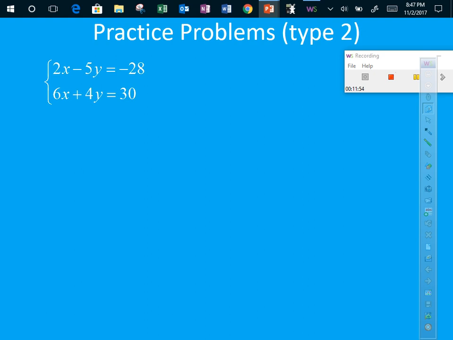Ask yourself this. Can you turn a 2 into a 6 pretty easily? And the answer is yes. You could turn a 2 into a 6 by multiplying by 3. But pause before you do any work. If you distribute, you're going to have a positive 6x and a positive 6x. Nothing's dropping out, so we need this to be a negative 3.